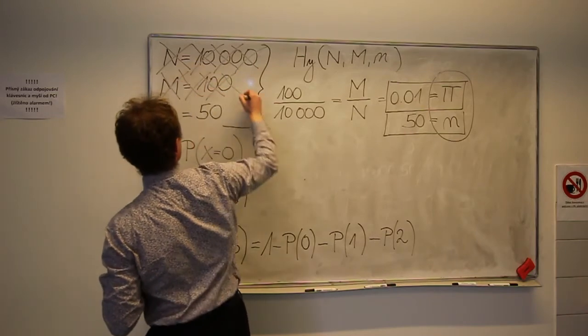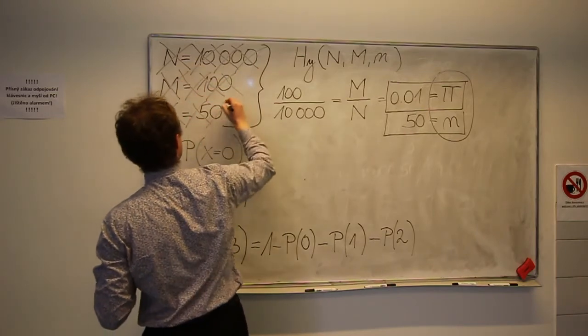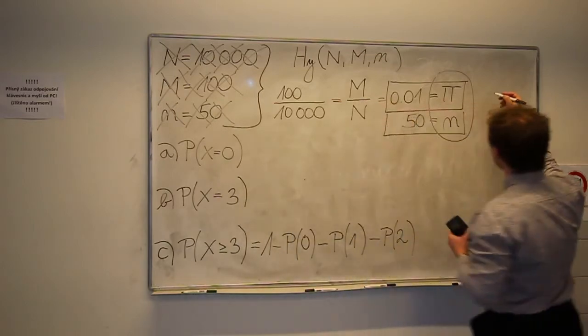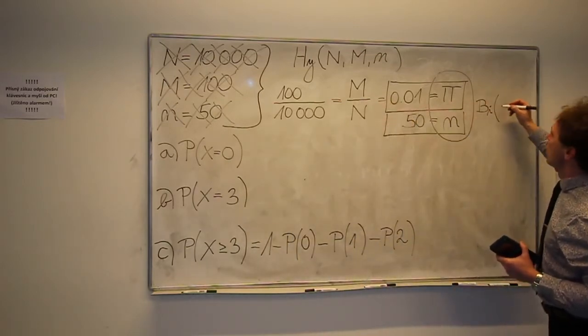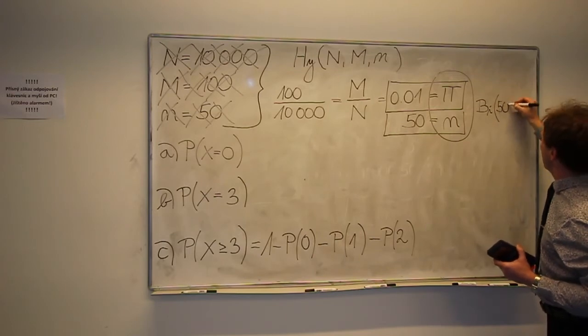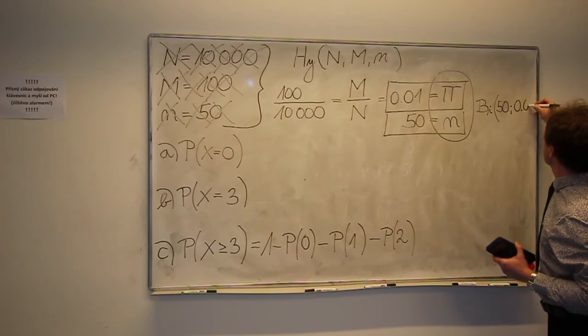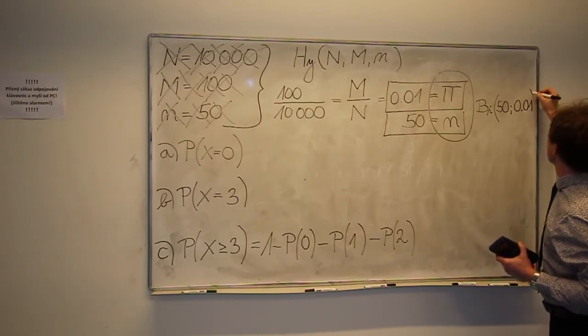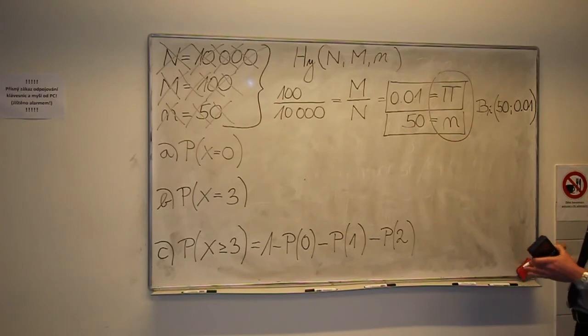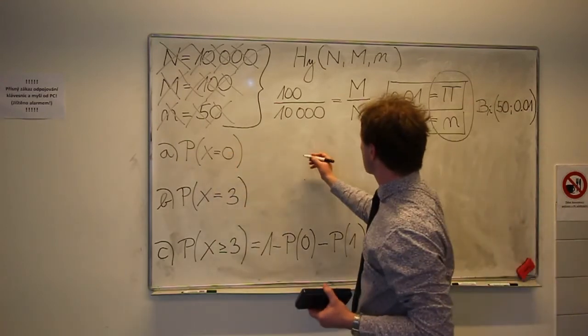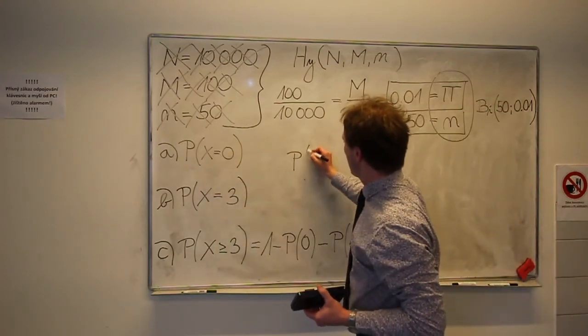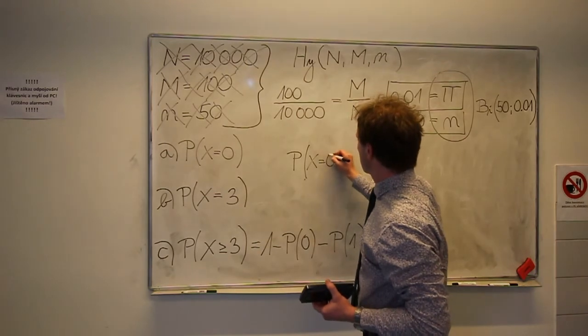I reduce 3 parameters to 2 parameters, and I will use binomial distribution with parameters 50 and 0.01. So instead of hypergeometric distribution, I will use binomial distribution, and I will try to calculate, for example, the probability that random variable x will be equal to 0.